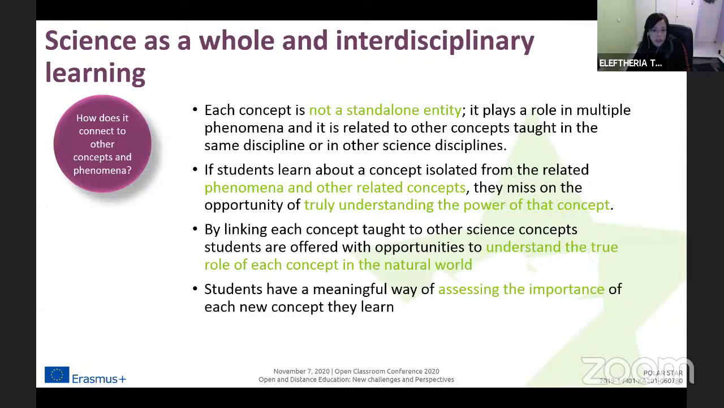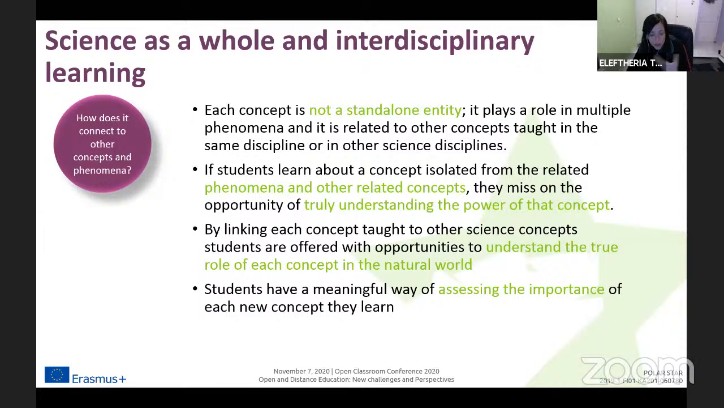If we do not connect the concepts to the phenomena, then students really miss the opportunity to understand the power of that concept and the importance of that concept. And when we don't make these links, they don't really understand the true role of that concept in the natural world. They don't really get the meaning.